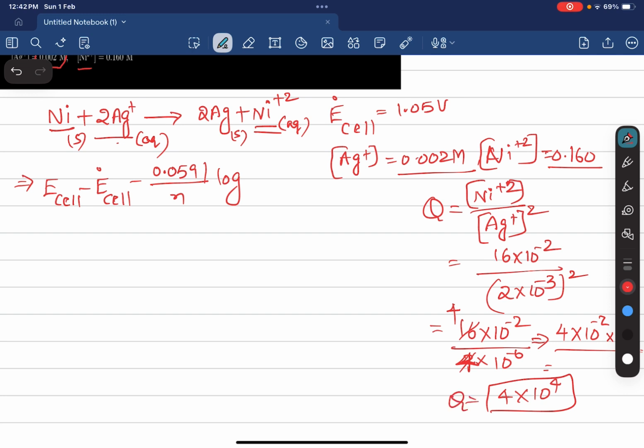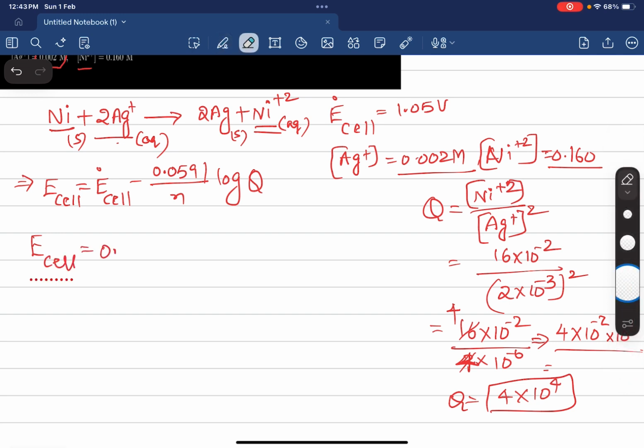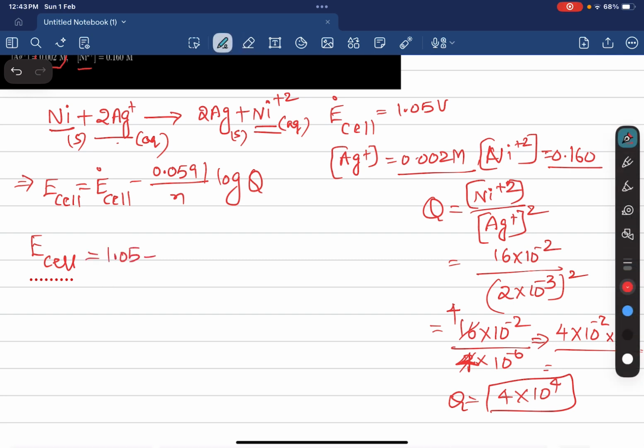That we can substitute in this formula. So just write Q here. So E cell equals, how to find E cell only. E cell equals 1.05 minus 0.0591 by 2 log 4 into 10 power 4. This we have to simplify.